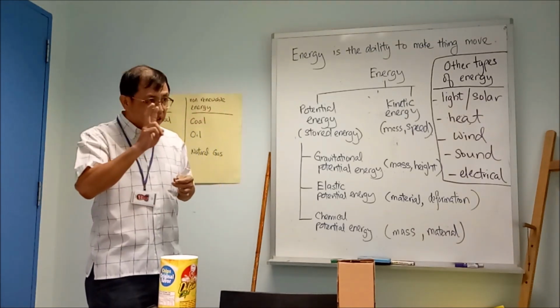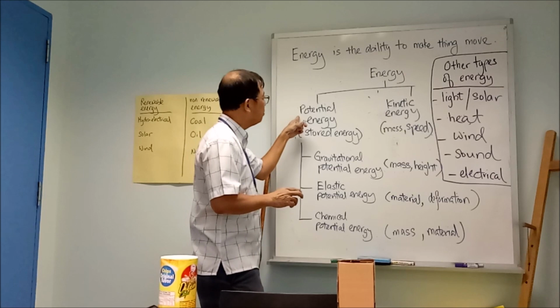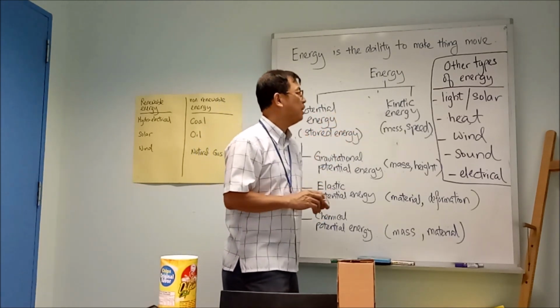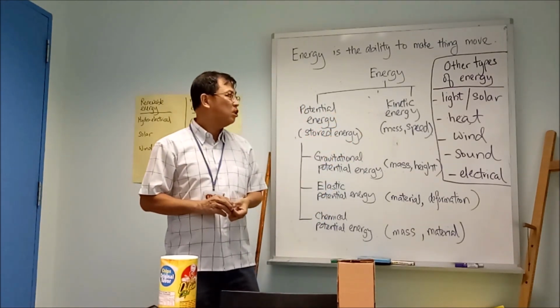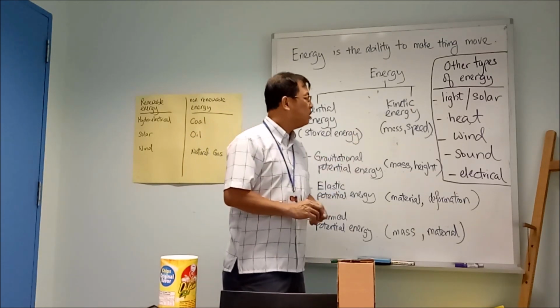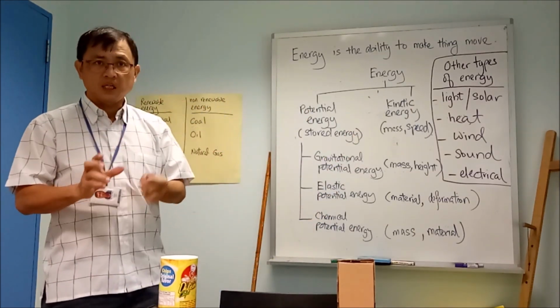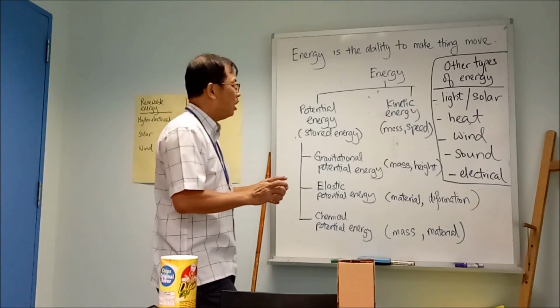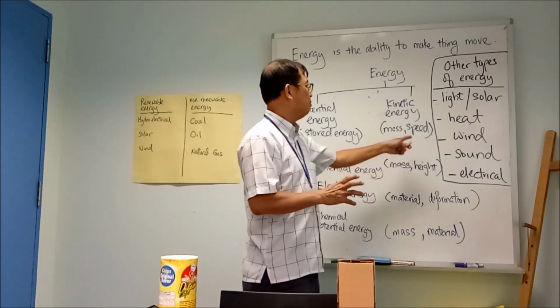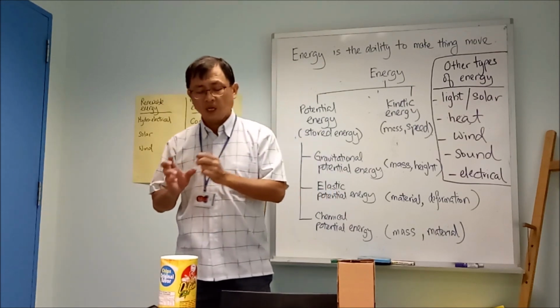Energy has basically two types: potential energy and kinetic energy. Let's talk about kinetic energy first. Kinetic energy is any energy that is due to speed. The higher the speed, the higher the kinetic energy. The bigger the mass with the same speed will have bigger kinetic energy.